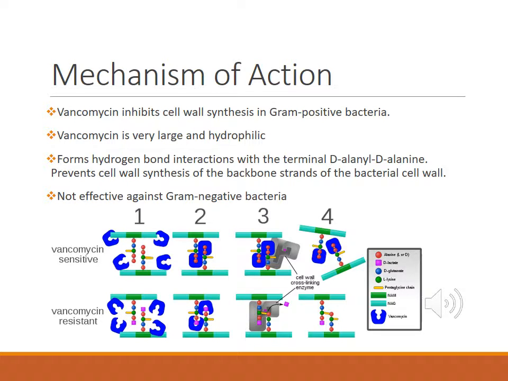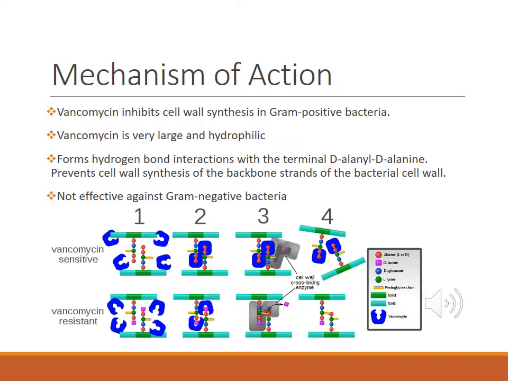Vancomycin works against gram-positive bacteria by inhibiting the production of the cell wall. Essentially, while the bacteria is trying to synthesize the cell wall, vancomycin does not allow the chains made by the bacteria to interact. As we saw previously, vancomycin is a very large and hydrophilic molecule. Because of this, vancomycin forms hydrogen bond interactions with the terminal amino acids. This stops the synthesis of the backbone strands of the bacterial cell wall that the bacteria is able to make when vancomycin is not present. Because of this, the cell wall falls apart.